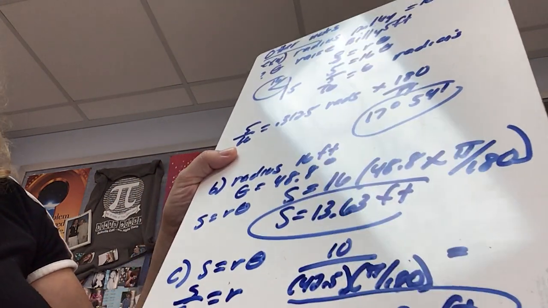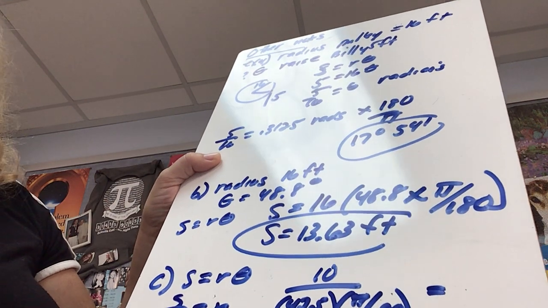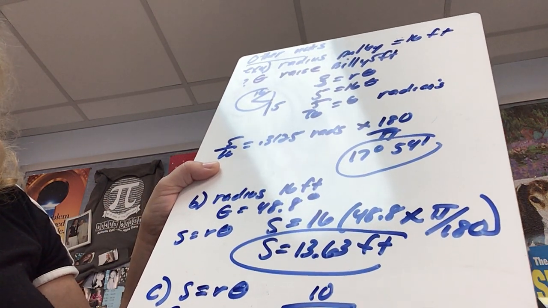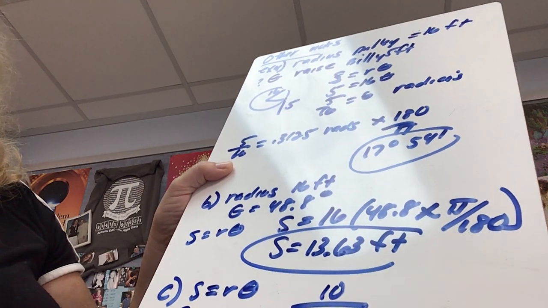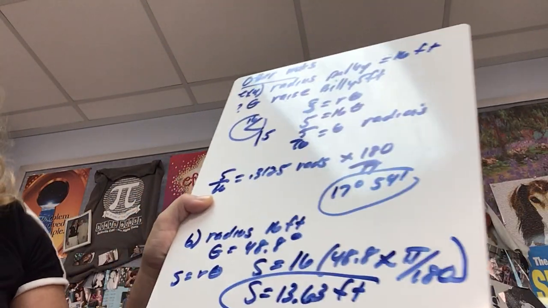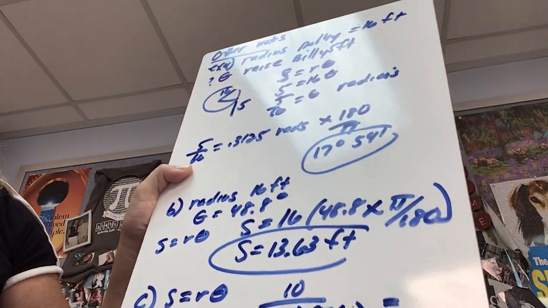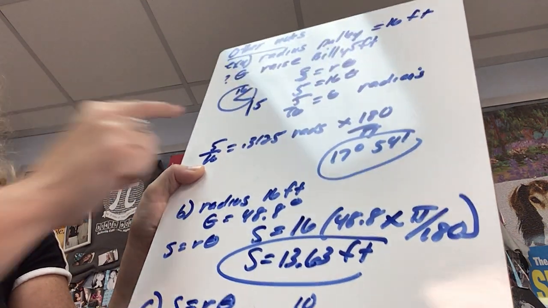So same situation. We have a radius of 16 feet, but now the angle has changed to 48.8 degrees, and we need to find the arc length. So if we needed to know how far this person would be pulled up, or whatever object is being pulled up, what would that be? That would be our arc length.